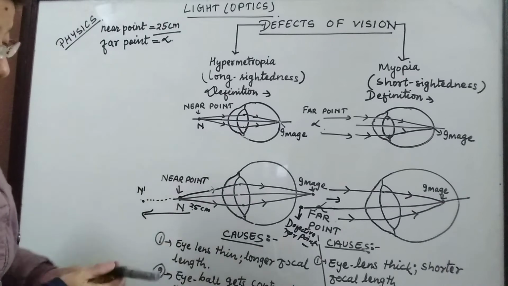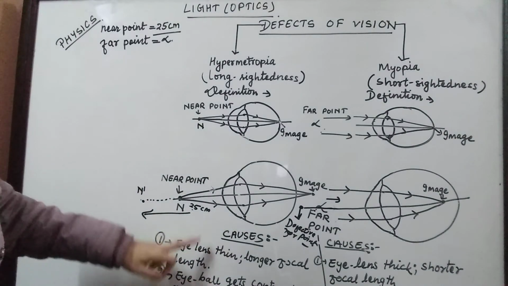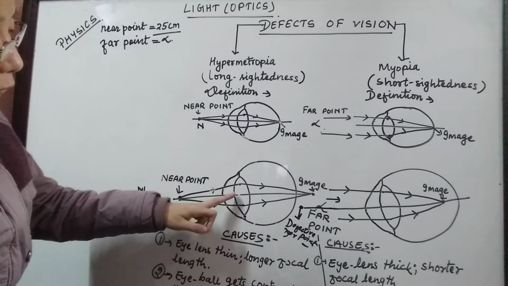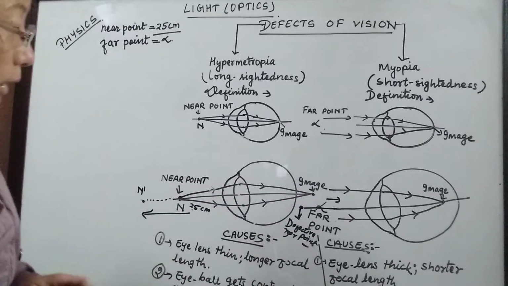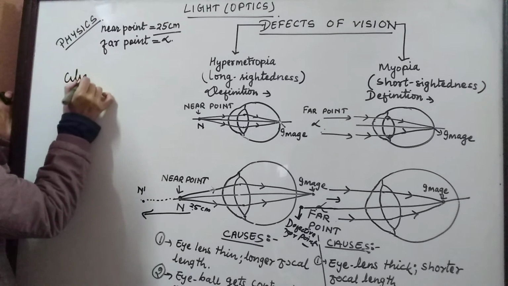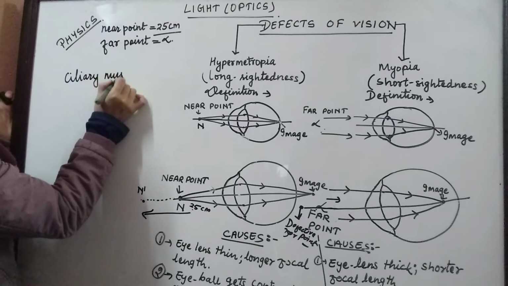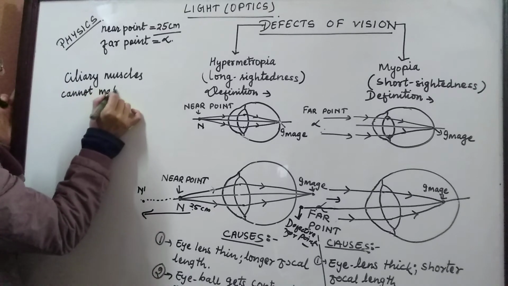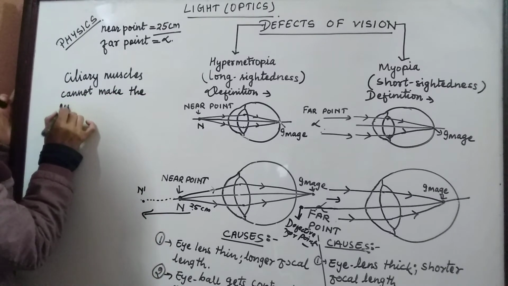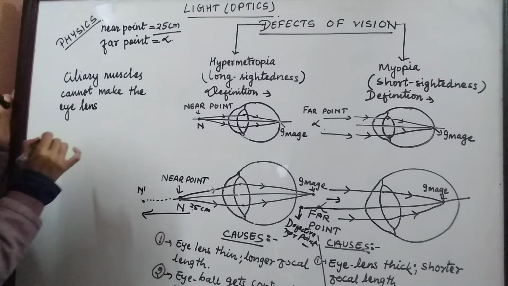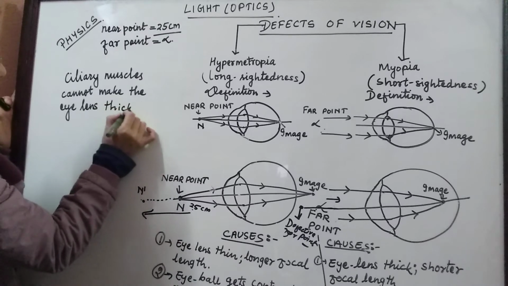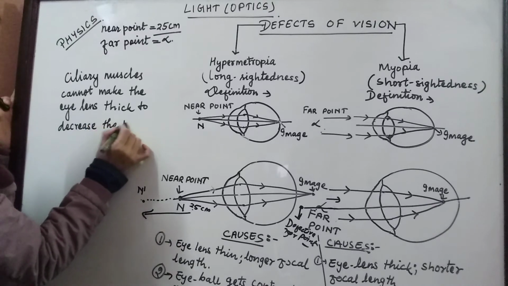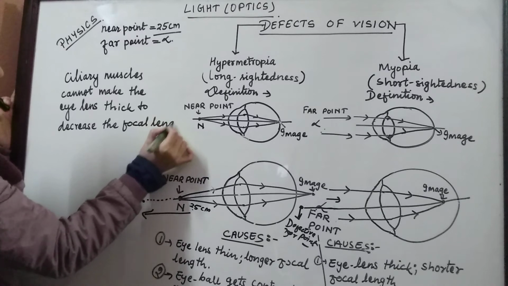Understood? Now you see here, be very careful while writing the causes. Number one, the eye lens became more thin, so that the focal length became longer. So how will you write it? Ciliary muscles cannot make the eye lens thick to decrease the focal length. Okay, this is the language to write.